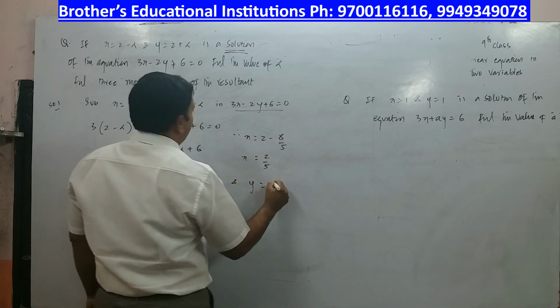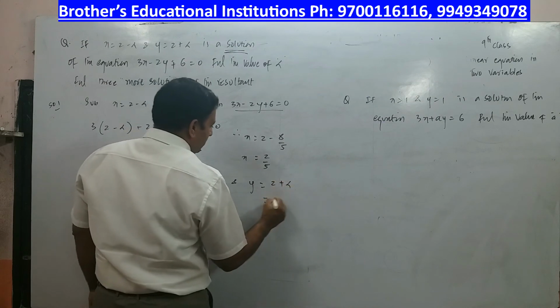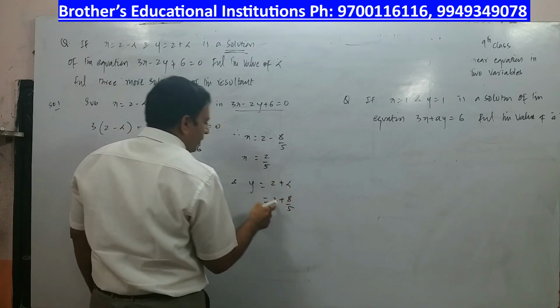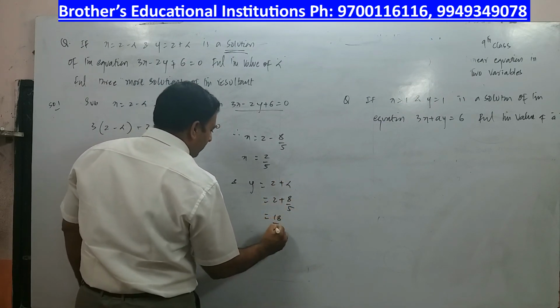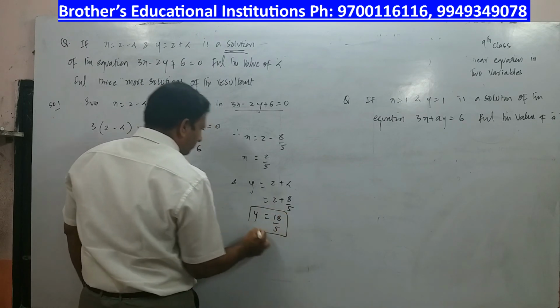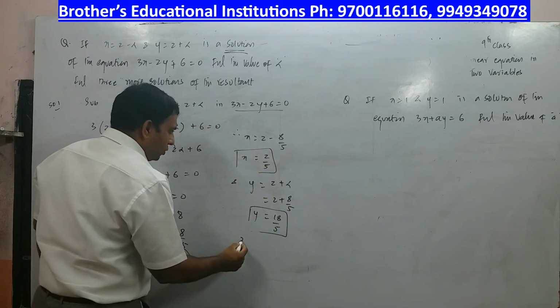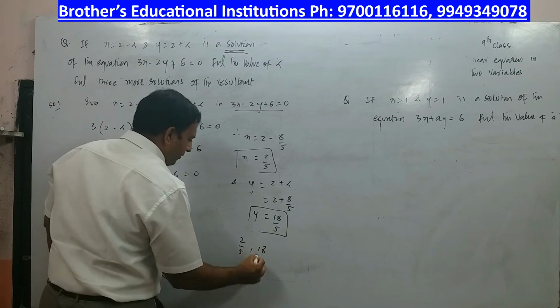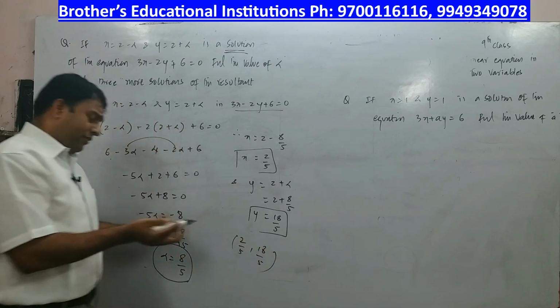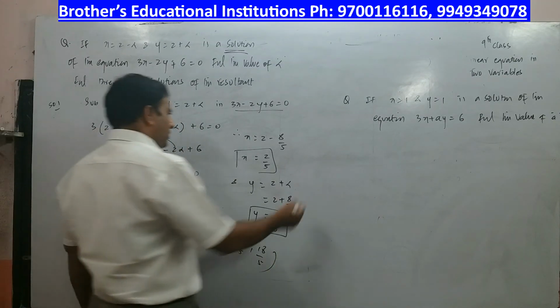Again, what is y equal to? 2 plus alpha, means it is 2 plus 8 by 5. 5 2s are 10, 10 plus 8, 18 by 5. So you got the y value, you got the x value. So 2 by 5 comma 18 by 5 is one of the solutions. If you want 3 more solutions, what will you do to get them?